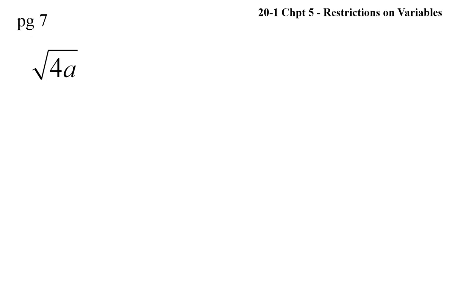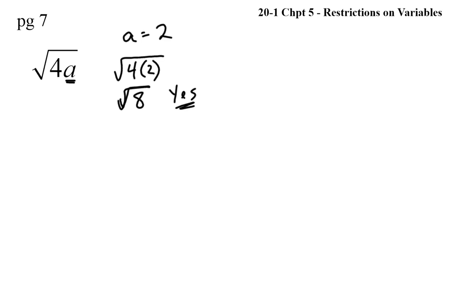So if we take a look at page 7, I know we skipped something, but we're going to come back to it. But right now, page 7, restrictions on variables. I want to figure out if I want to square root 4a, can a be anything? If a was equal to 2, the square root of 4 times 2 would be the square root of 8. It's not a perfect square, but can we square root 8? Yes, we can. So a equal to 2 is fine.